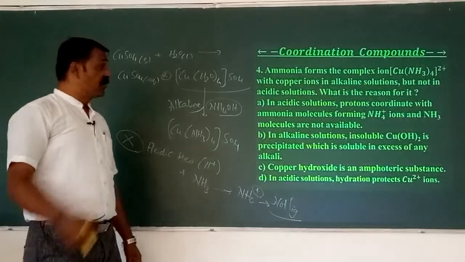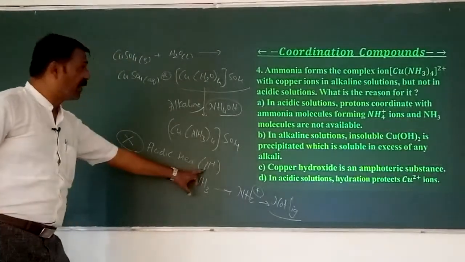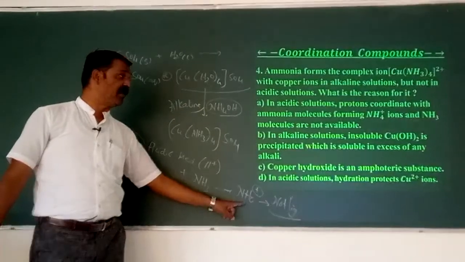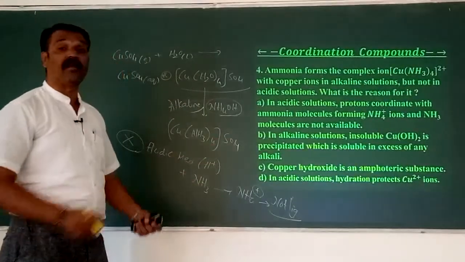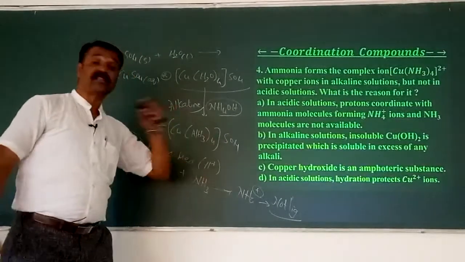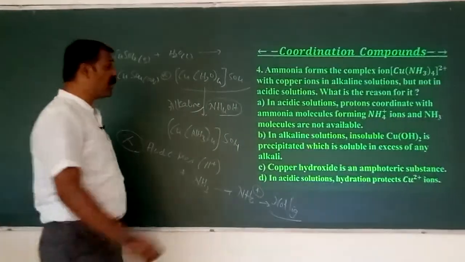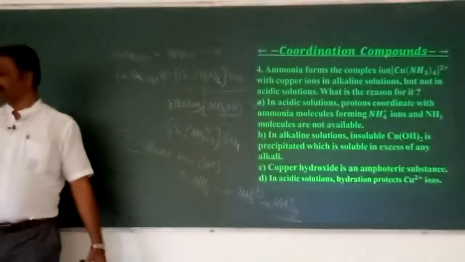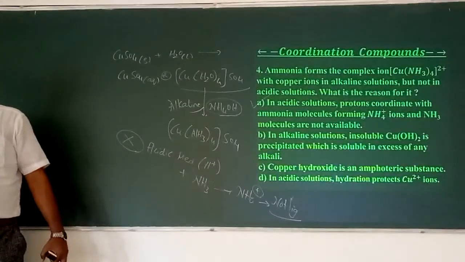Therefore, what are the options here? In acidic solutions, the protons, H plus, coordinate with the ammonia molecules to form ammonium ions, so the ammonia molecules are unavailable. There is no availability of NH3 when it is acidic. Hence we can expect the answer to be A. That is 4A. Let's move on to the fifth.